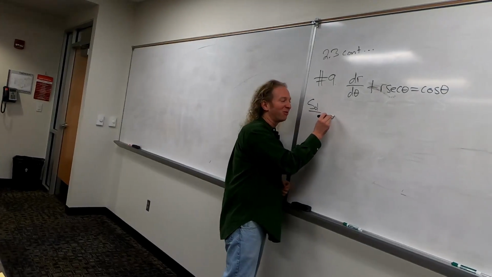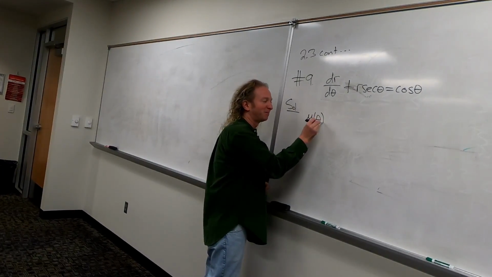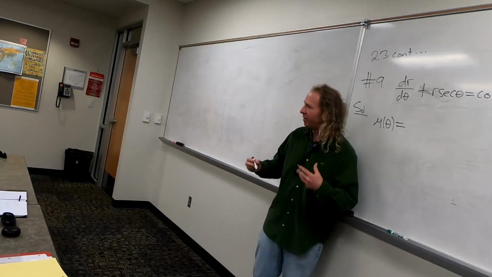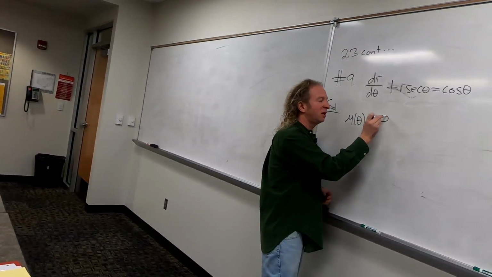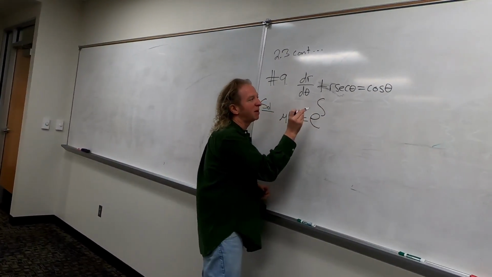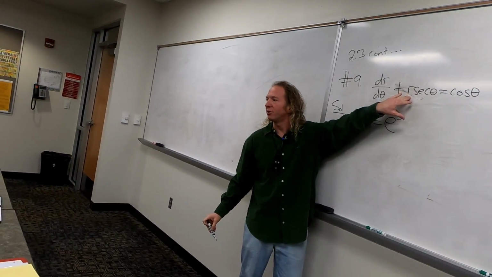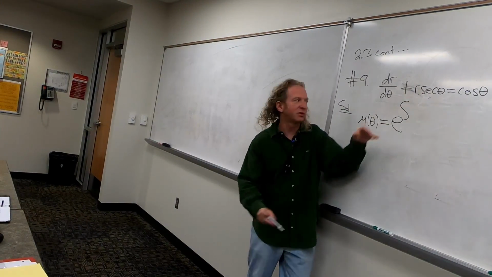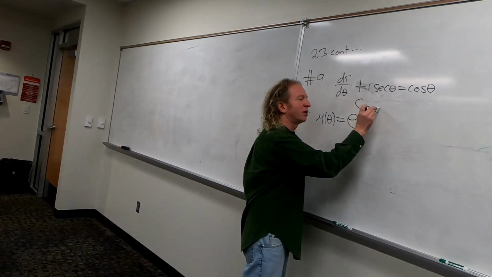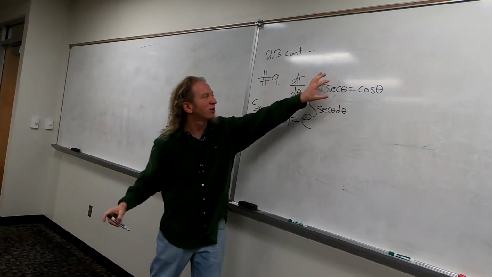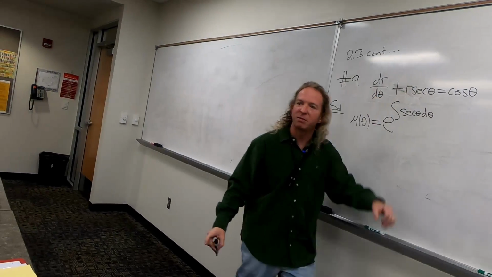Mu of theta is equal to e to the integral of big P. Big P is whatever is next to your r, so it'll just be secant theta, right? So we have e to the integral of secant theta dθ. The first step is always just to compute that. Whatever is there is your big P.